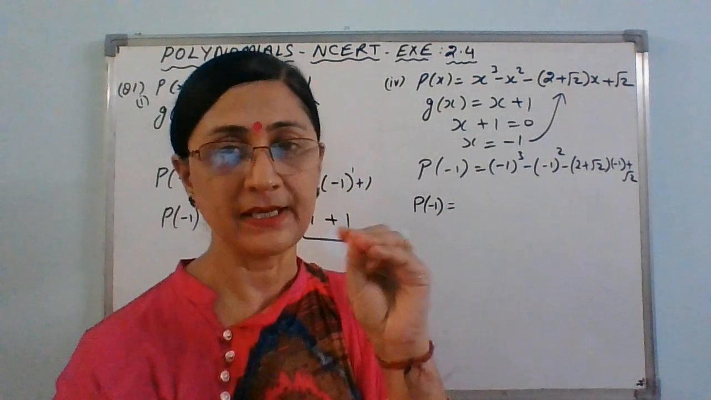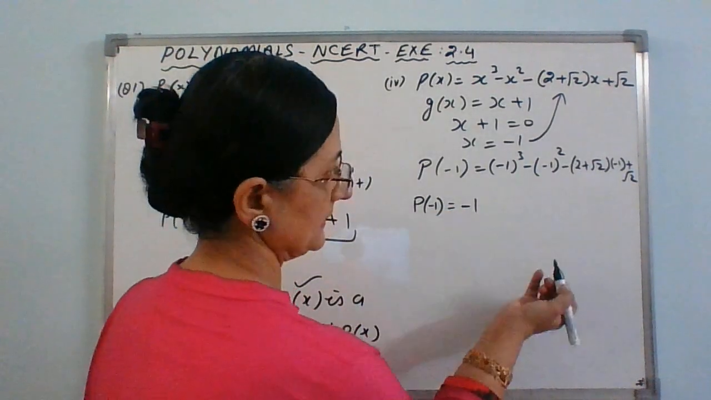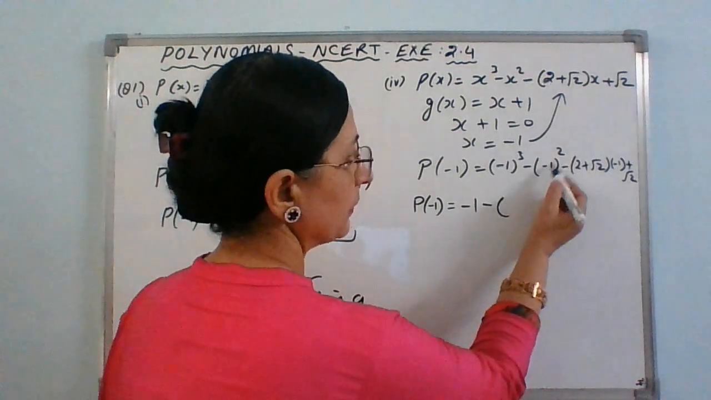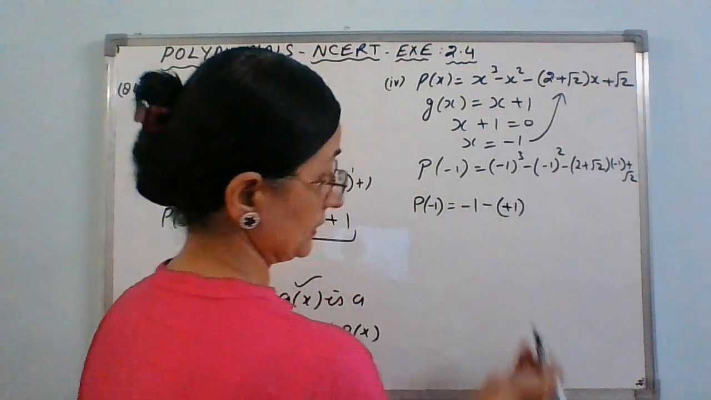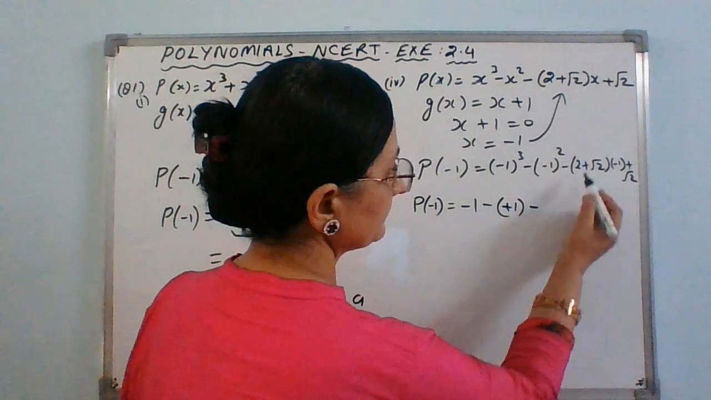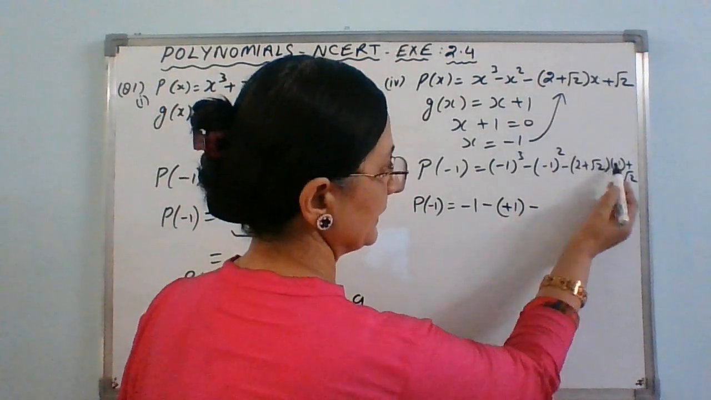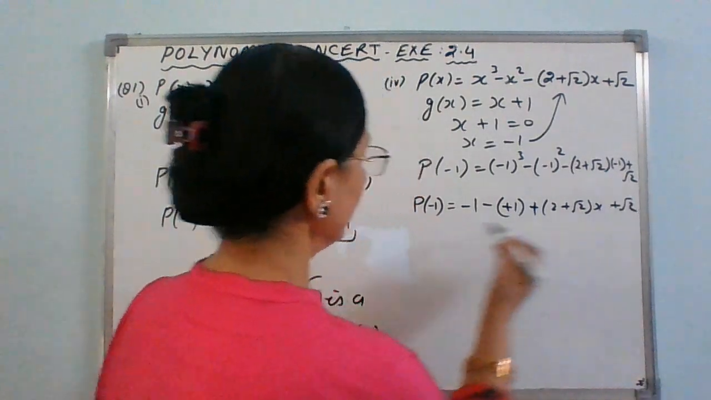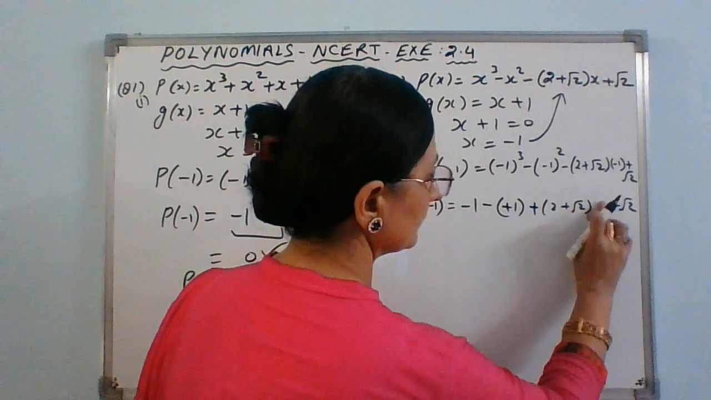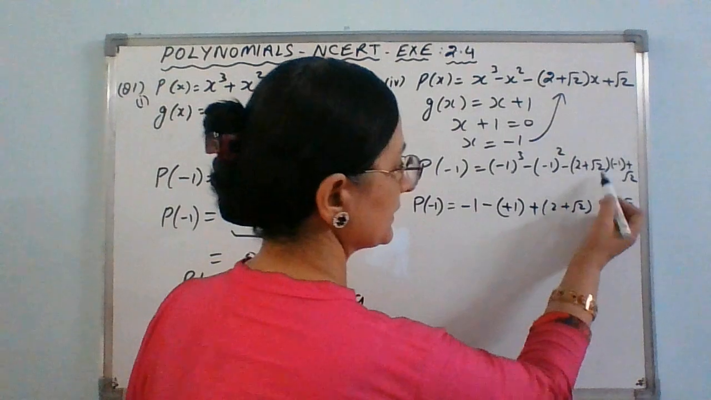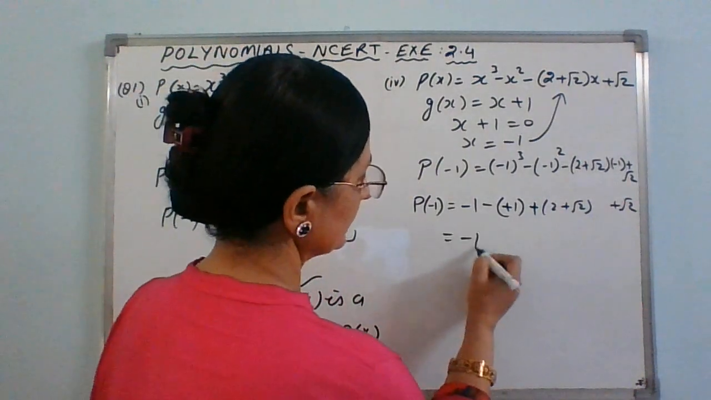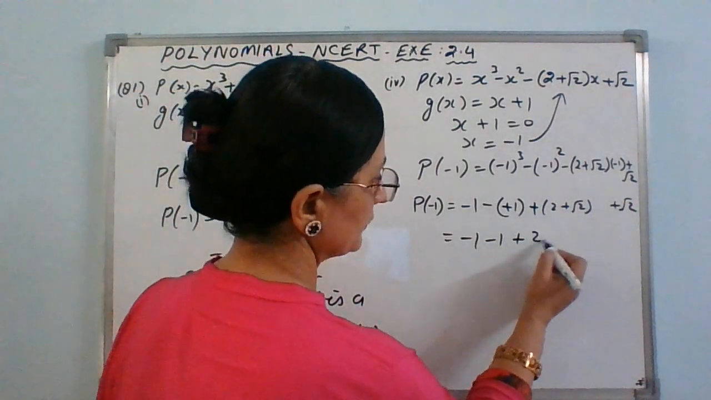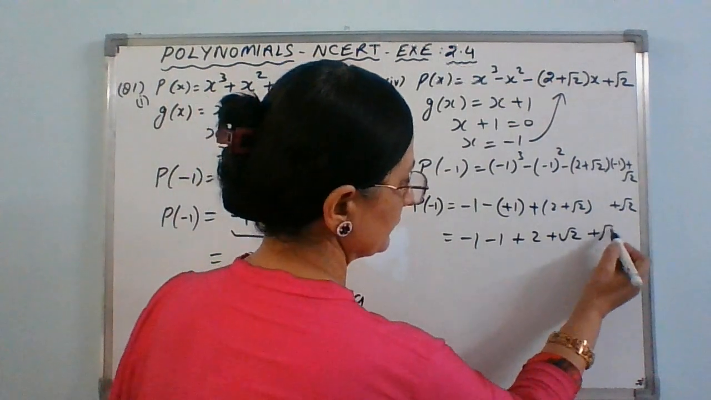An odd power keeps the negative sign, negative remains negative, and an even power becomes positive. Here the minus comes in front because it is a multiplication, minus times plus, of 2 + √2 and x, and plus √2. It's not x, sorry, I have already written -1 there. 1 times this is this only. So now here -1, plus minus is -1, plus 2 plus √2, and plus √2.